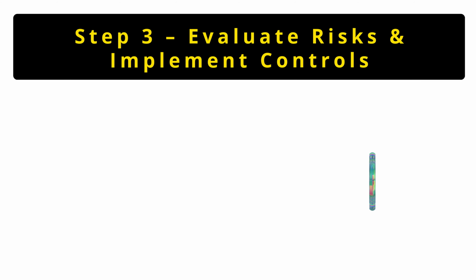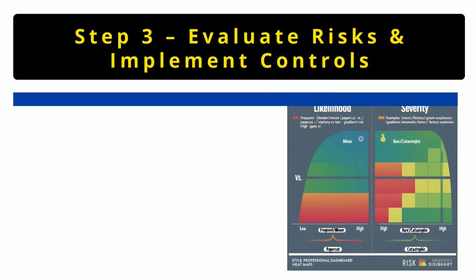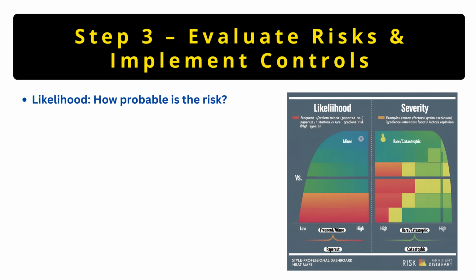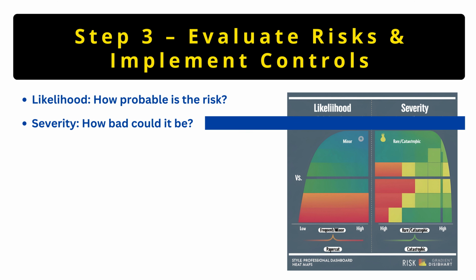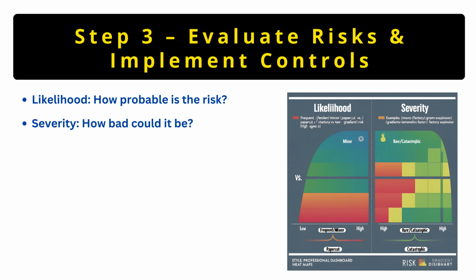Here's where you prioritize risks based on 2 factors: likelihood, how likely is this to happen? A data breach might be low probability for a small business, but a slip and fall in a busy store could happen daily. Severity, how bad would the consequences be? A minor cut is low severity, but a chemical spill could be life-threatening.